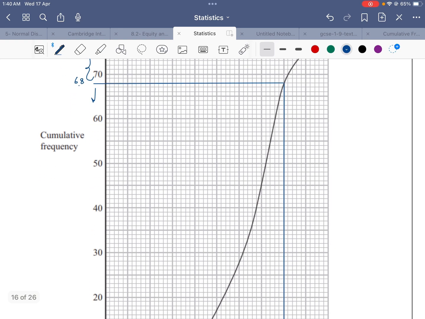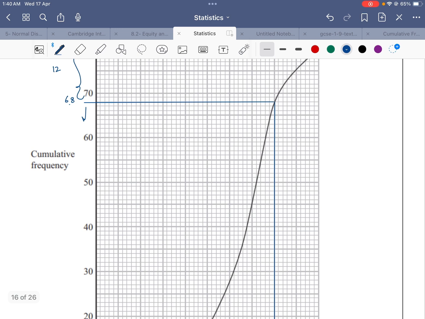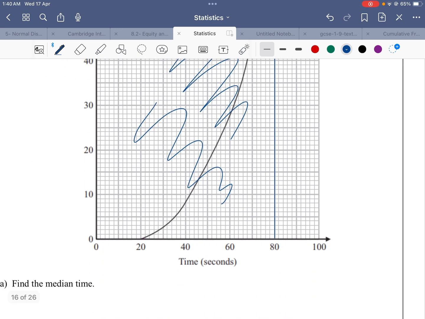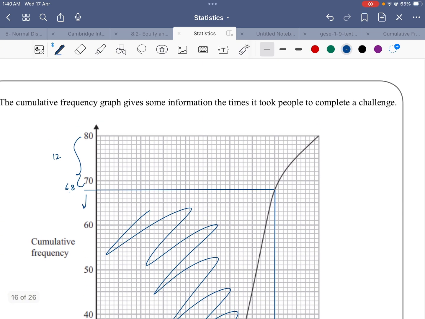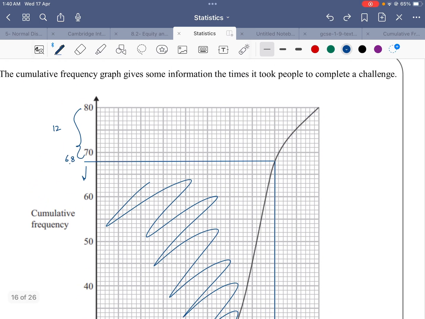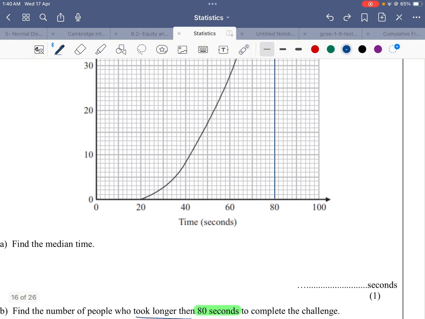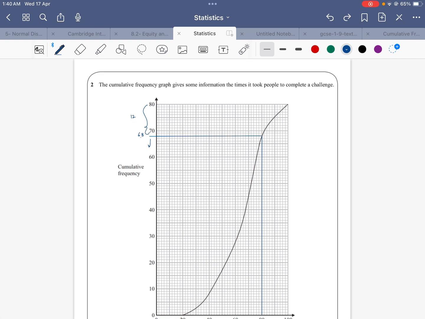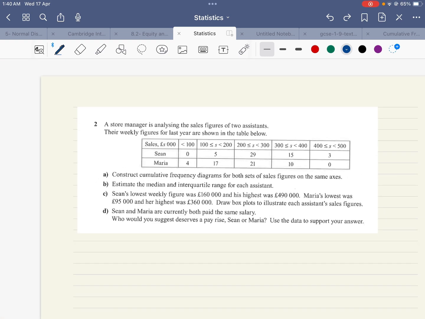Okay, 12 people. Longer than means the area covered after 68. Less than means the area covered below this frequency. If I shade this area, it has all the time between 0 and 80, and the area after 80 is everybody who has taken more than 80. Alright, so this is how we are going to use all these cumulative frequency tables and stuff.